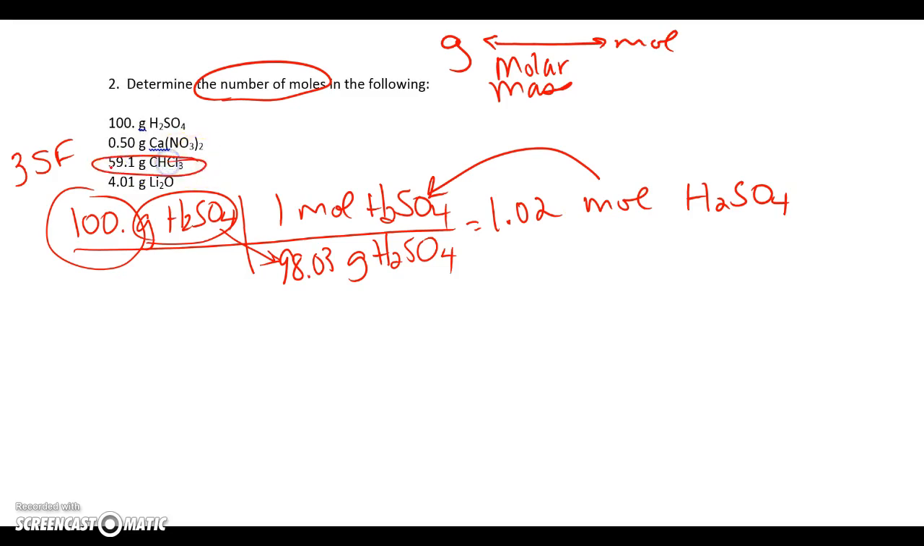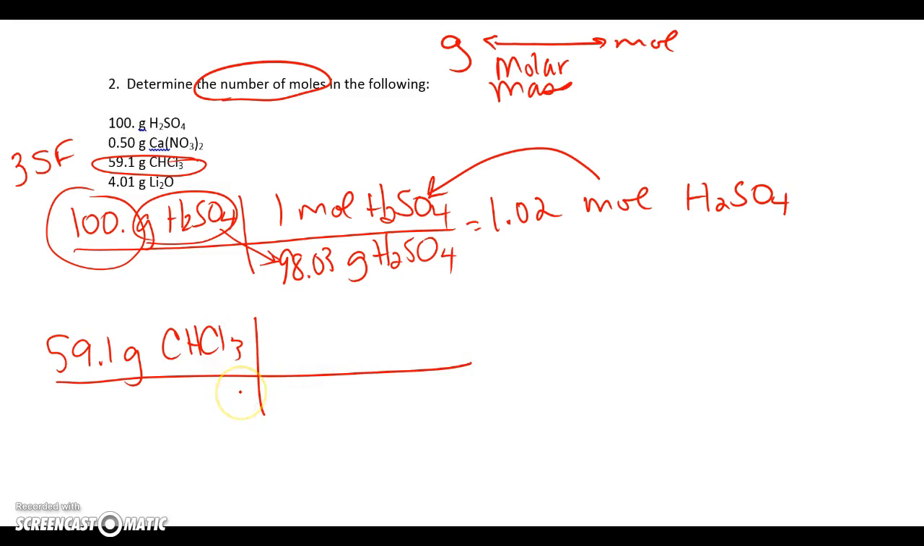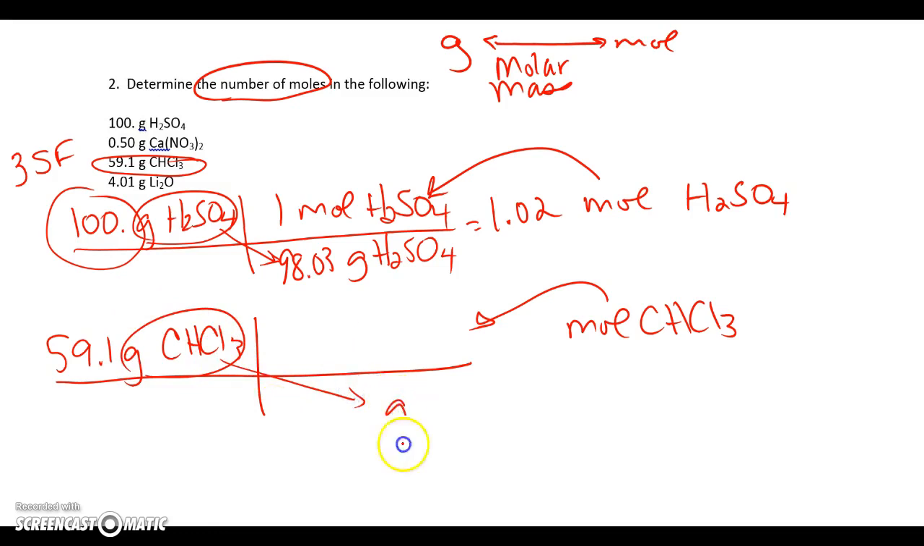Next, let's try this one. 59.1 grams of CHCl3. Write my given, set up my T-chart. I want to get to moles of CHCl3. That's got to be in my numerator, folks. And this unit's got to cancel. It's coming down here.